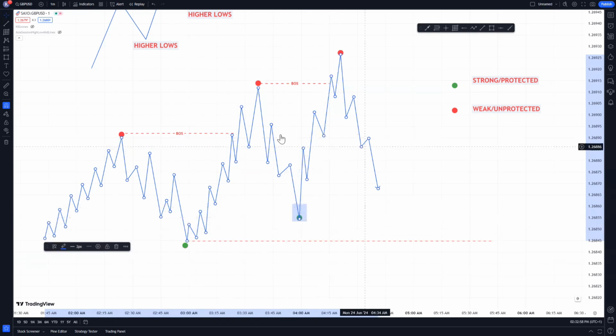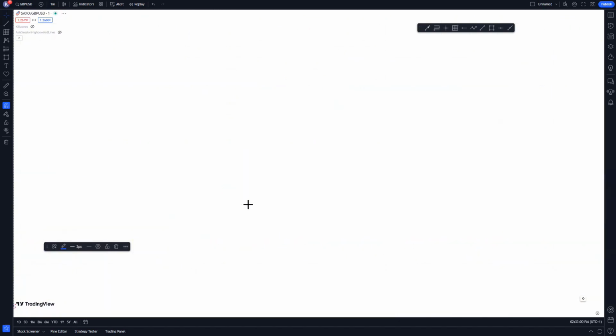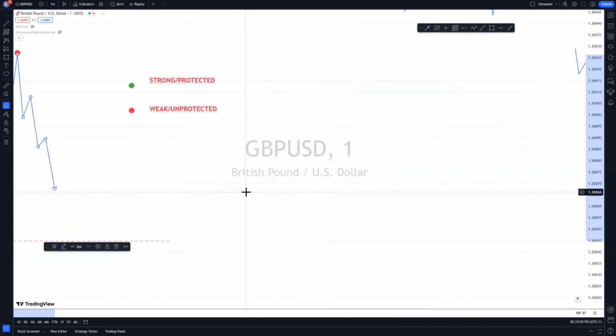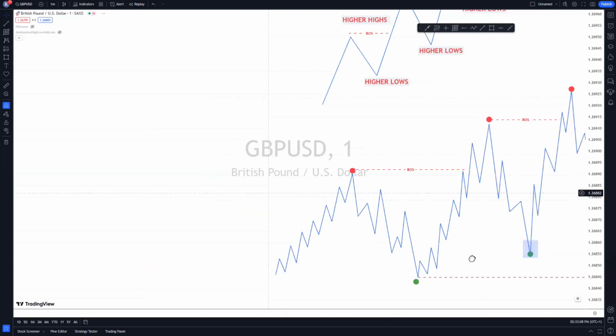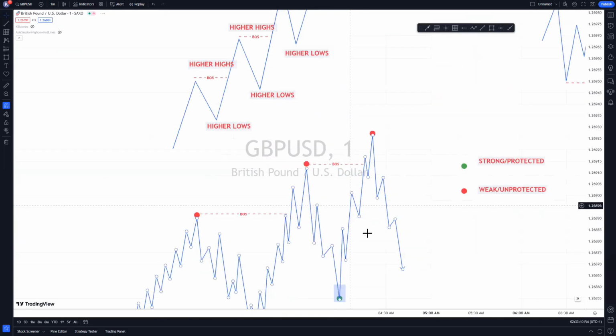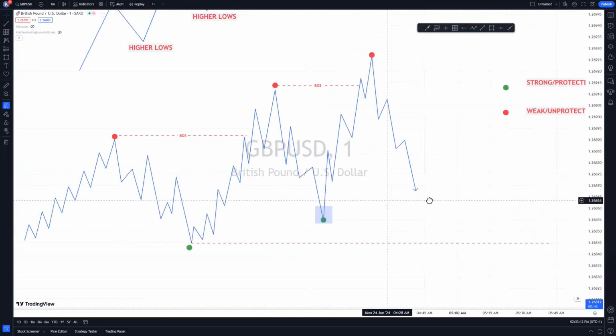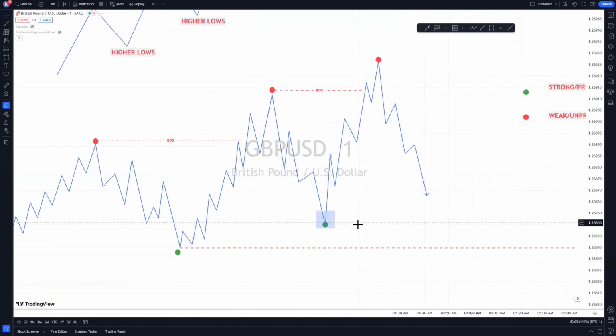So have it at the back of your mind that in an uptrend, the lows are protected. You can simply see that price will not break below this low in an uptrend. And if price eventually breaks below the low in an uptrend, you are safe to know that this trend has been violated.